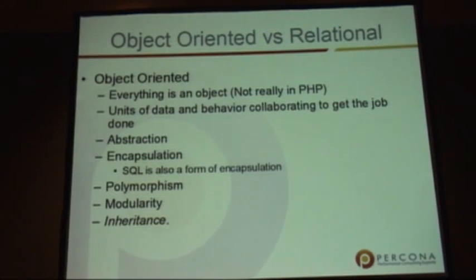So to compare both models, this is going to be quick and all depending on what experience you guys have. Just stop me or tell me to go faster if you don't care. So in the object-oriented model, everything is an object. That was not really the case in PHP, but we can just assume it is. And these are units of data that collaborate to get things done.